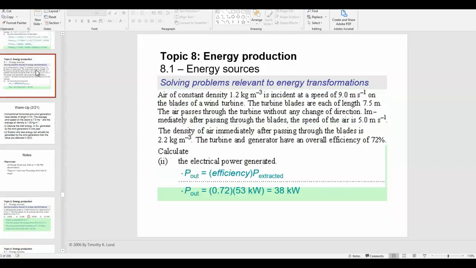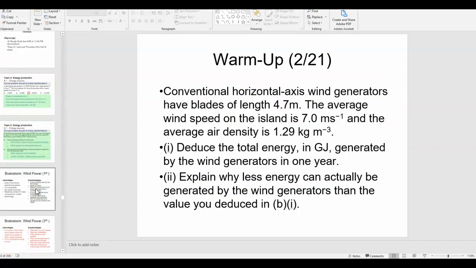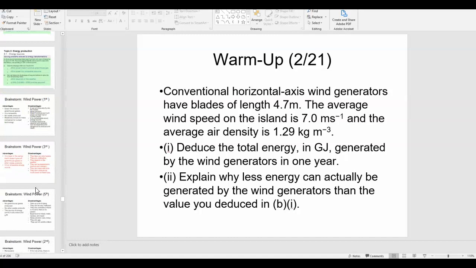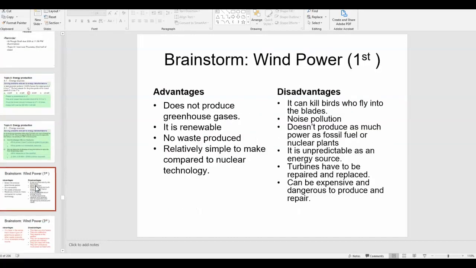Let's see what else. Okay, so that one we already saw. I do want to talk about a few more examples, but I think we might do those in class as warm-up questions, just to sum up advantages and disadvantages of wind power. These are just a few that students in the past have come up with.